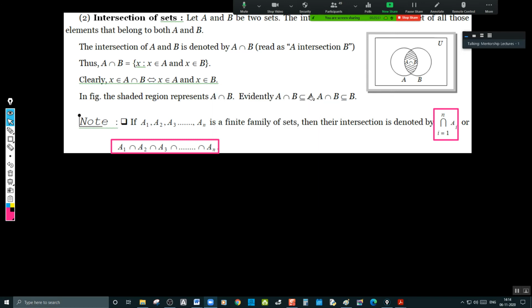So this is what intersection is. Intersection means the common values of A and B. That's it. Done. I don't want to extend it. We'll be seeing that again in the problems.